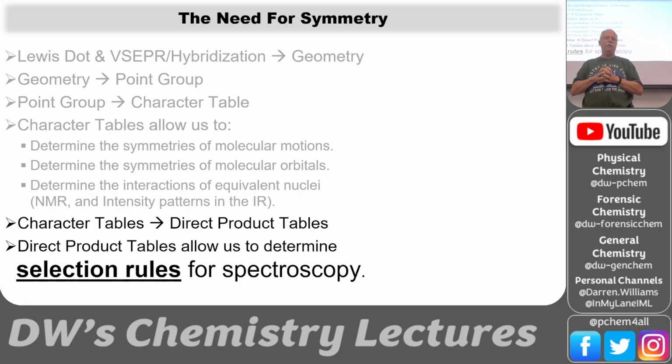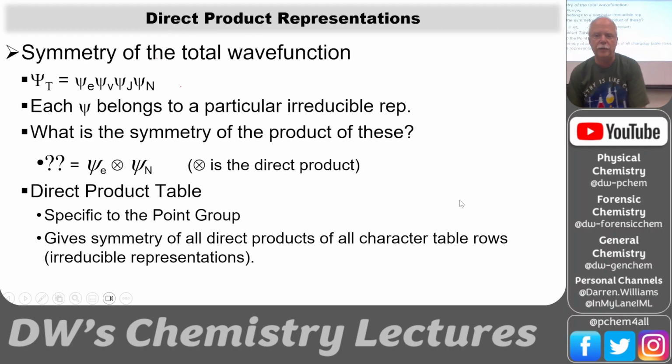And then now we're going to look at a different set of tables called the direct product tables. So these direct product tables are all of the multiplications of all the rows possible in a character table. And those are what allow us to determine the selection rules for spectroscopy. So each of these wave functions will be a different irreducible representation or row in the character table. That's R-O-W, row in character table, CT.